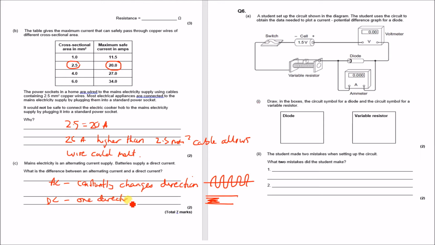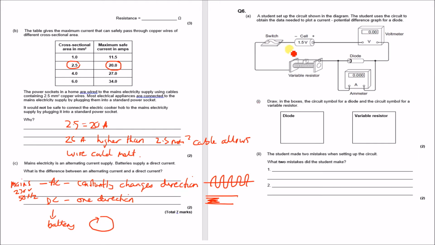Now remember, we're talking about the current here, so don't just say AC constantly changes direction. You need to say the current constantly changes direction, or DC, the current goes in one direction. An example of this is the mains, remember, which is at 230 volts and has a 50 hertz frequency, so it's changing direction 50 times every second. And DC is a battery, and in a battery you get the current going one way around the circuit.